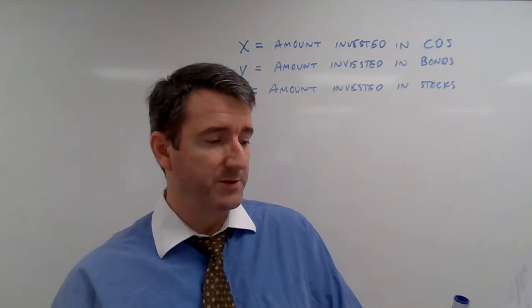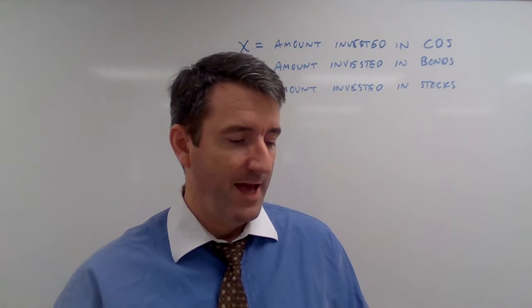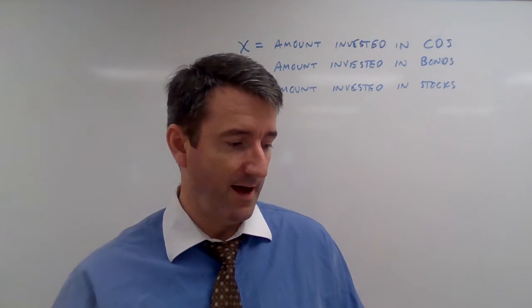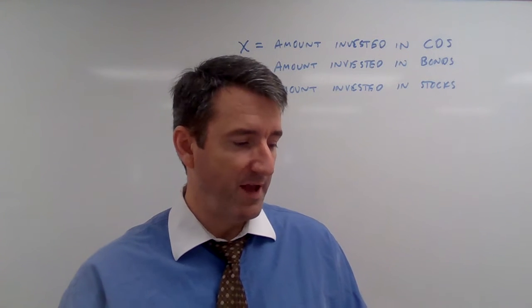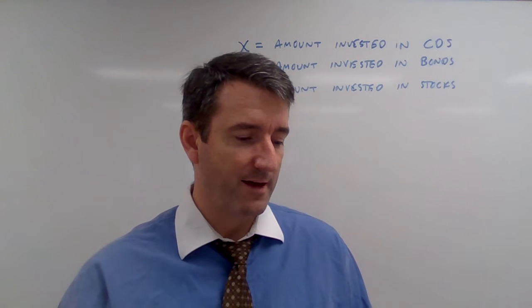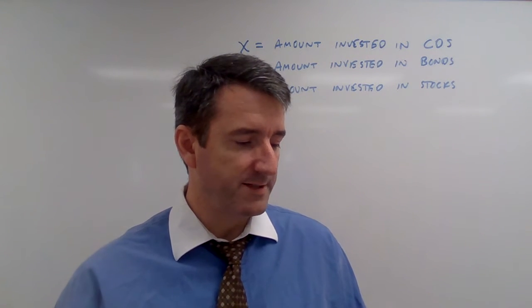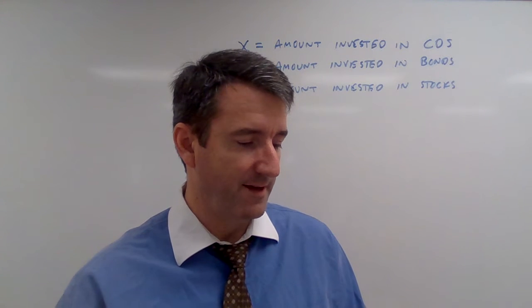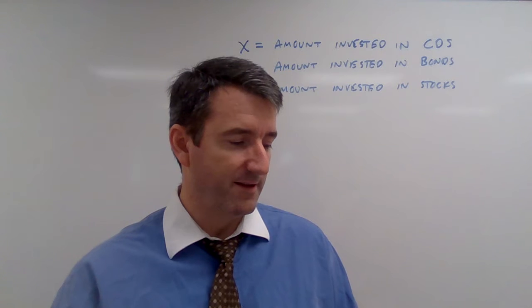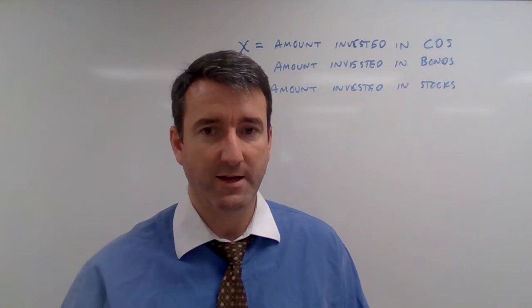All right, for this problem, we're told that an investor with a portfolio of $95,000 has invested in certificates of deposit, bonds, and stocks. The CDs pay 4% annually, the bonds pay 6% annually, and stocks are expected to return 13% annually. The investor wants a combined annual return of $10,370. He invested $56,000 less in CDs than in stocks. How much was invested in each fund?